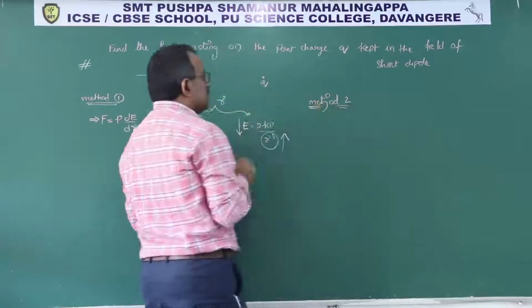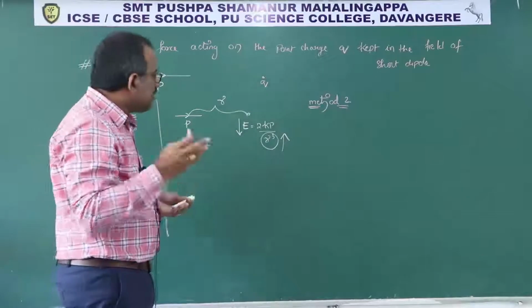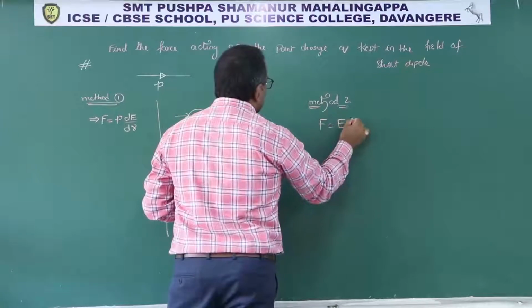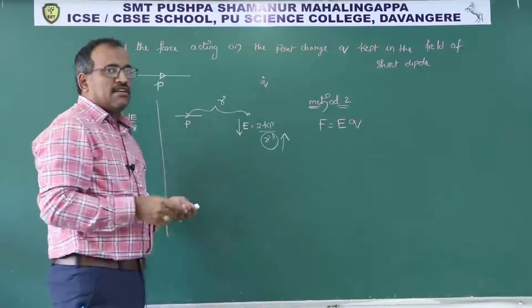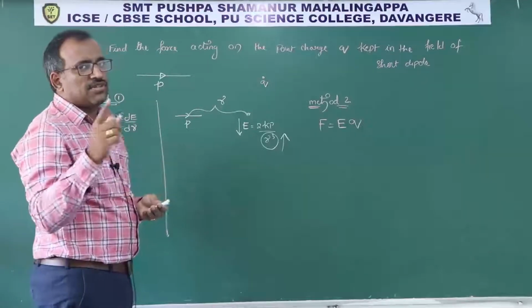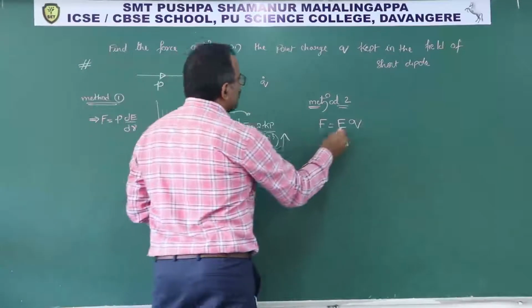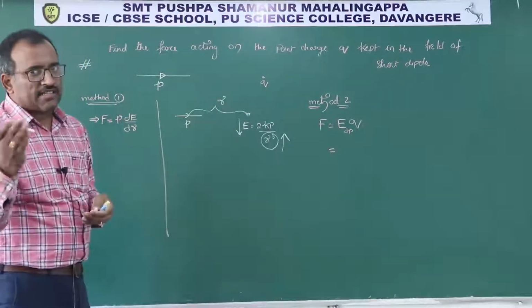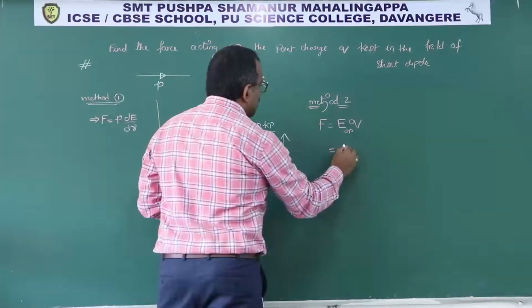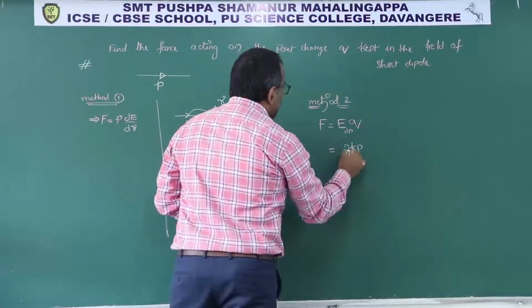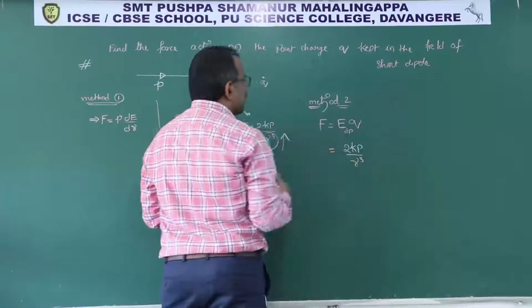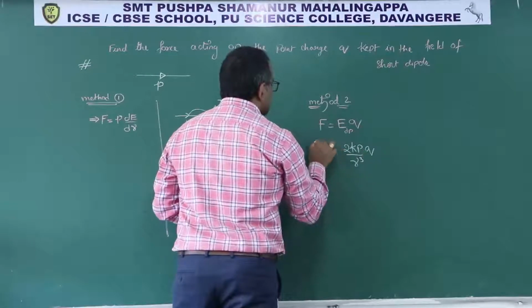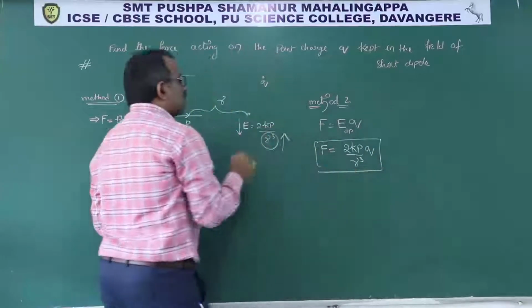Method 2 will be, listen carefully, F is equal to straightforward EQ. What is E? Electric field due to dipole. What is Q? The point charge. Done. Electric field due to dipole at that point will be, yes, you got it, 2kp by r cube into Q. So this is the answer, just a single step for competitive level.